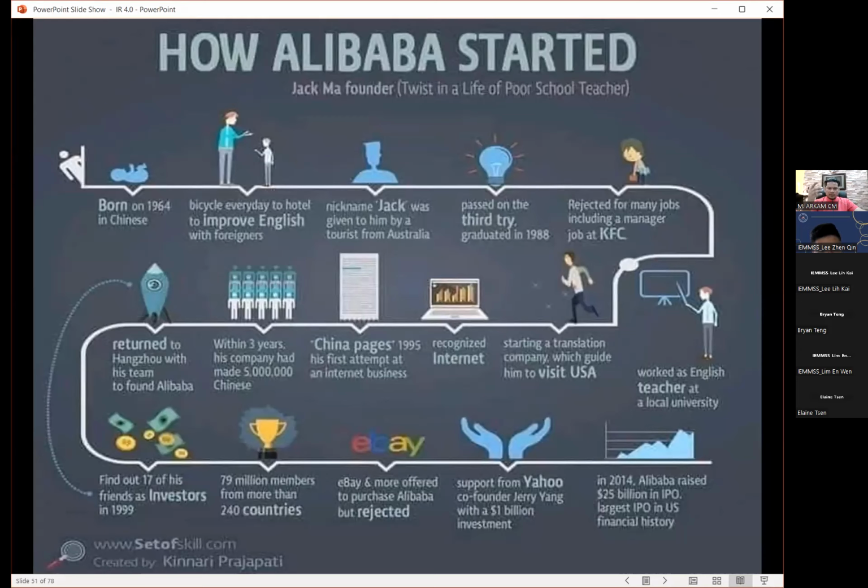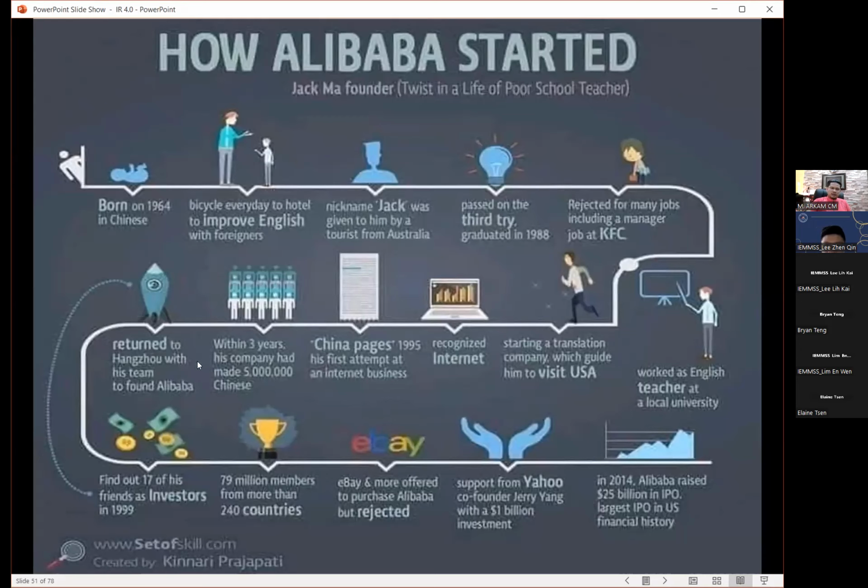Improve English for foreigners. Jack passed on the third try, and rejected many jobs, including manager at KFC, to work as an English teacher because he wanted to improve his English efficiency. Starting a translation company guided him to visit the US and then recognize the internet. So he understood the internet in the 1990s.